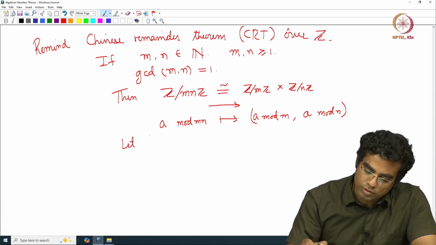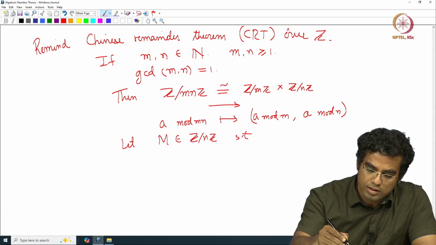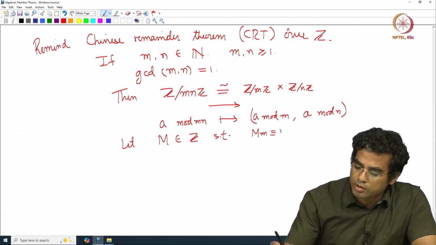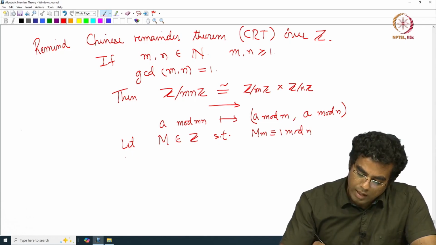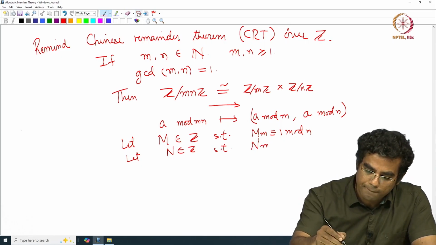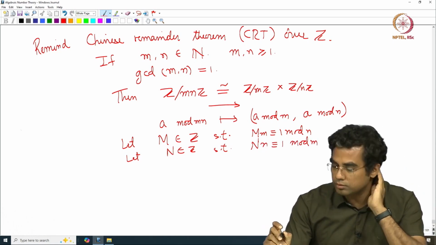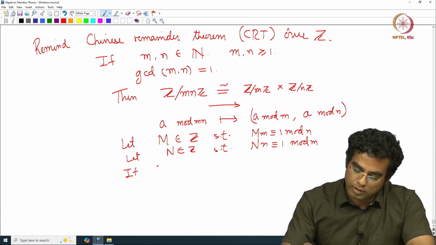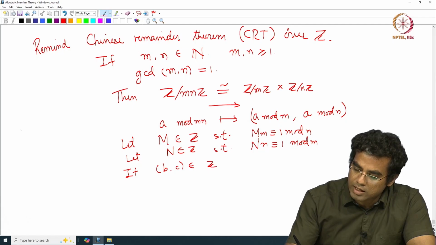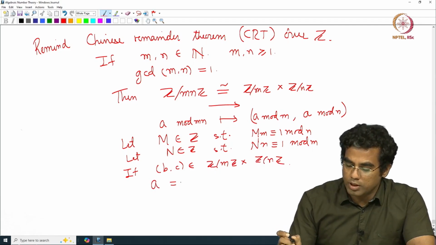So, let m' be in Z mod nZ such that, or let me just write it in the usual manner. So, m' be in Z such that m'm is congruent to 1 mod n. So, we can always do that, and let n' be in Z such that n'n is congruent to 1 mod m, right. And so, if, okay, let me use a different letter, if (b, c) is in Z mod mZ cross Z mod nZ, then you can take a to be, right.